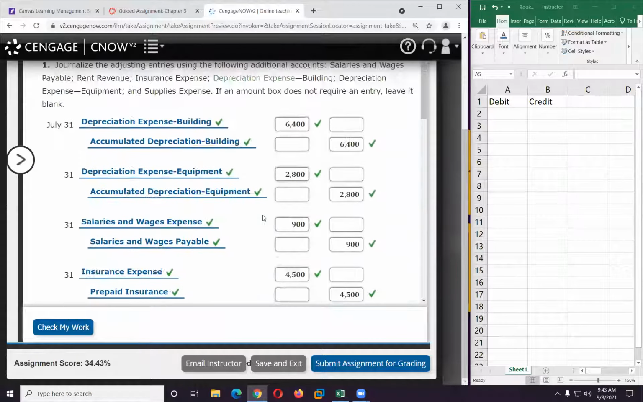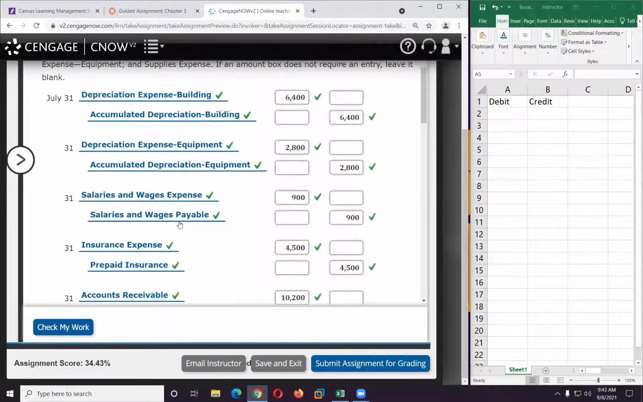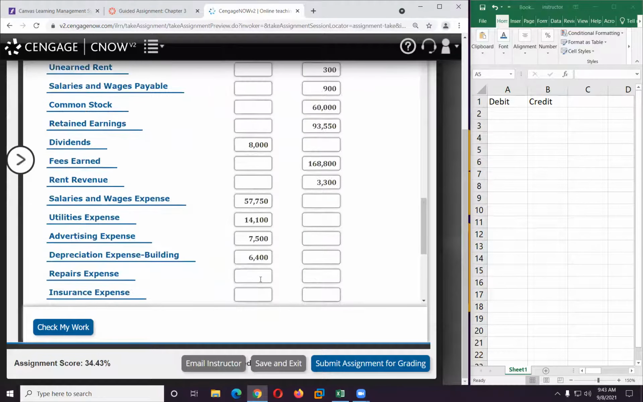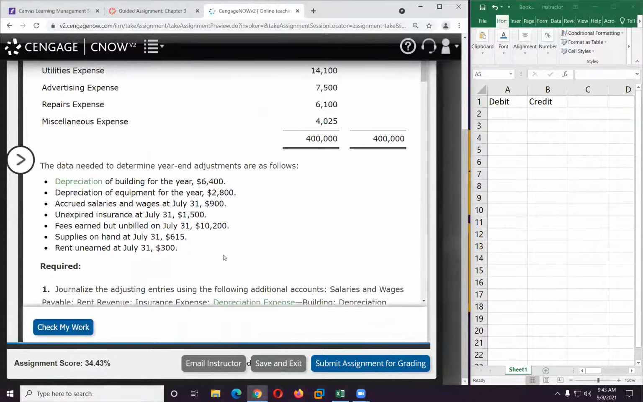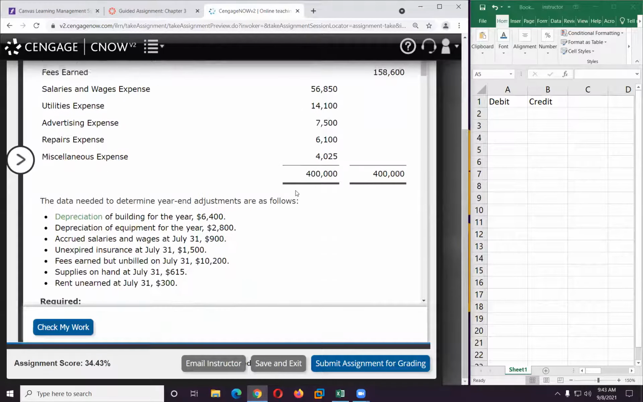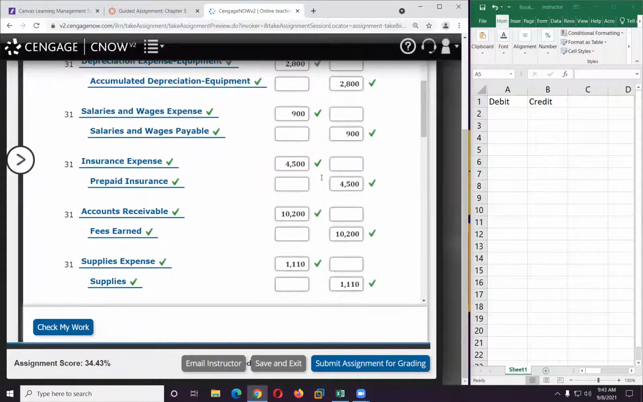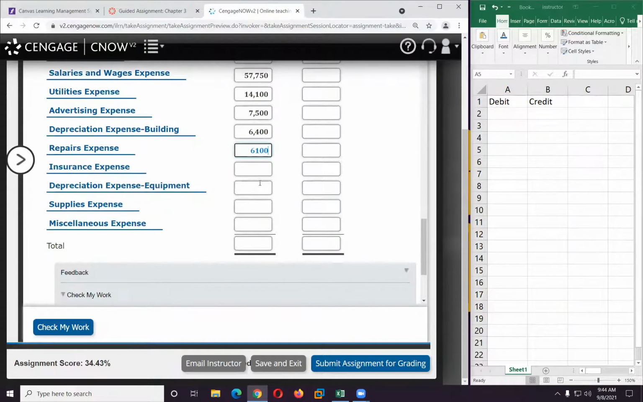Repairs expense had a balance of 6,100 on the debit side. No adjustments made to it, so it will still have a balance of 6,100 on the debit side. Insurance expense had no balance, so it wasn't there on the unadjusted trial balance, but we did make an adjustment, a debit of 4,500, so the new balance will be a debit of 4,500.